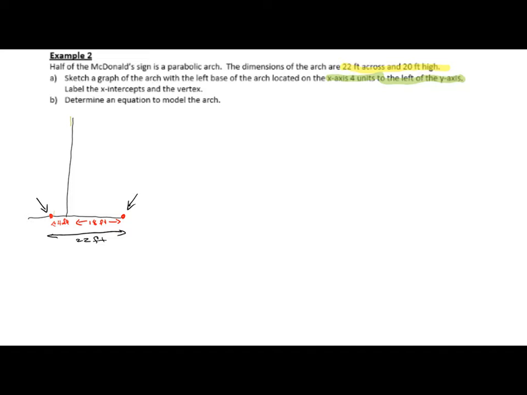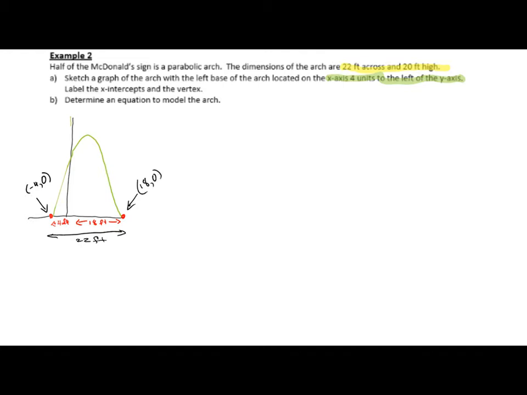So what I'm going to do is I'm going to sketch a parabola. It's going to maximize and it's going to come back down. So that represents the M in our McDonald's arch. So now what we have to do is we have to basically say what these points are on the x-axis. So this is, say, the point -4, 0, and this is our other point known as 18, 0.